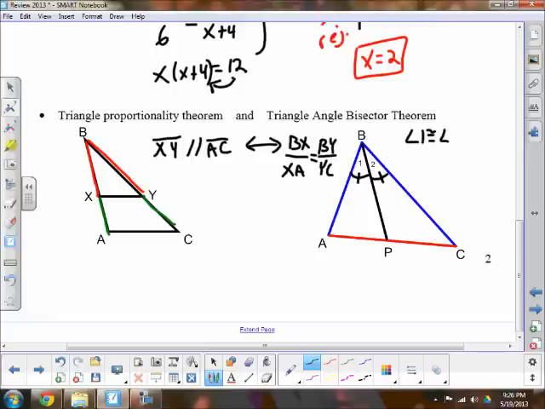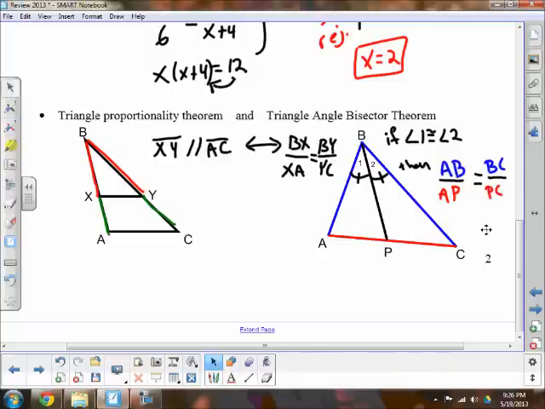If angle 1 is congruent to angle 2, then I'm going to get proportional lengths. So these two angles being congruent imply that AB over AP will equal BC over PC.